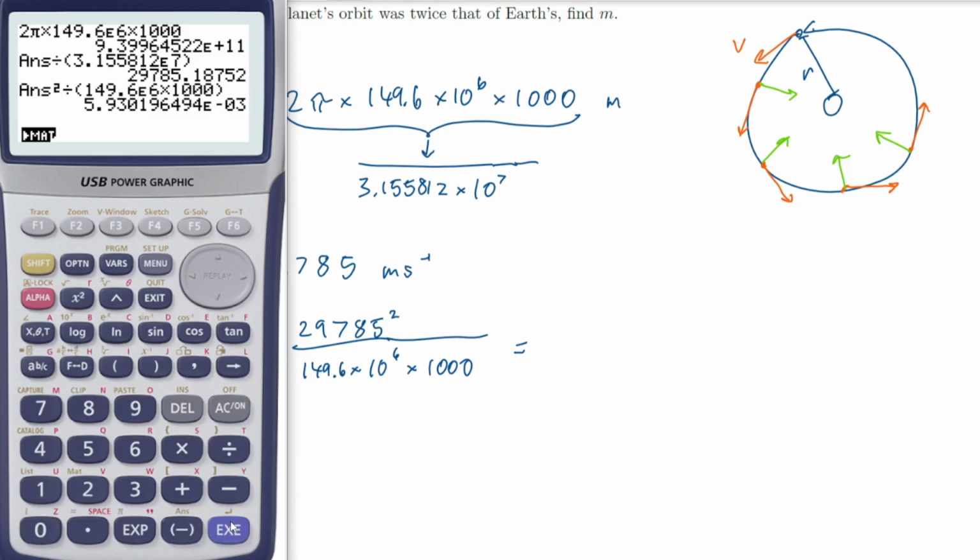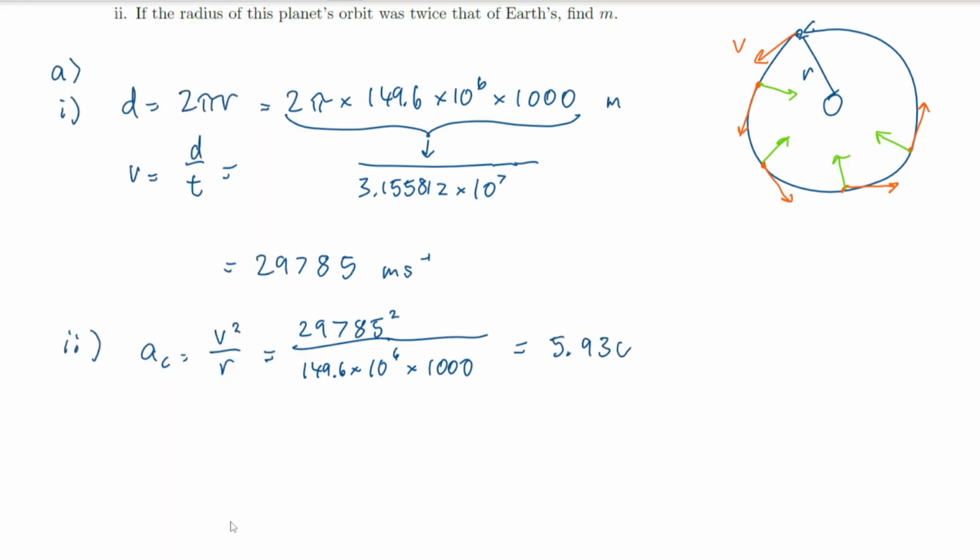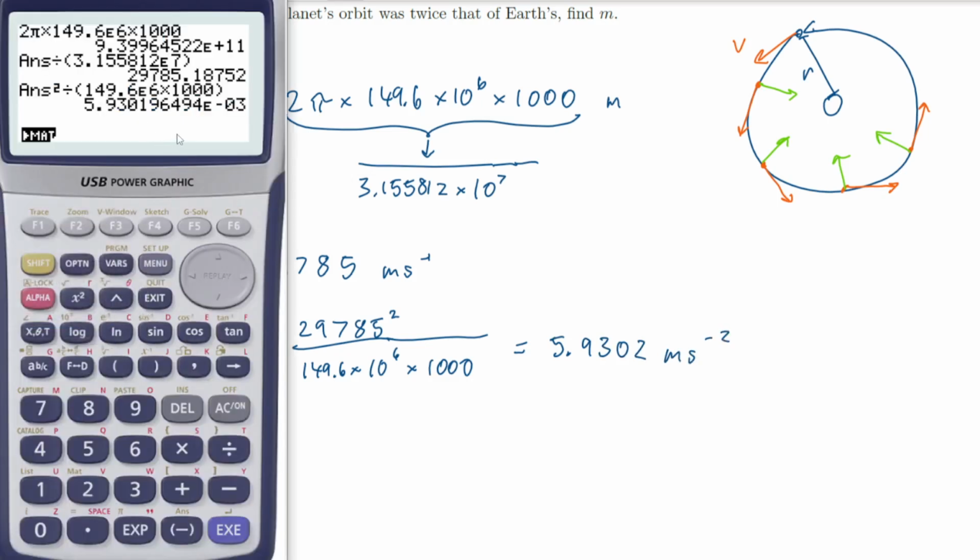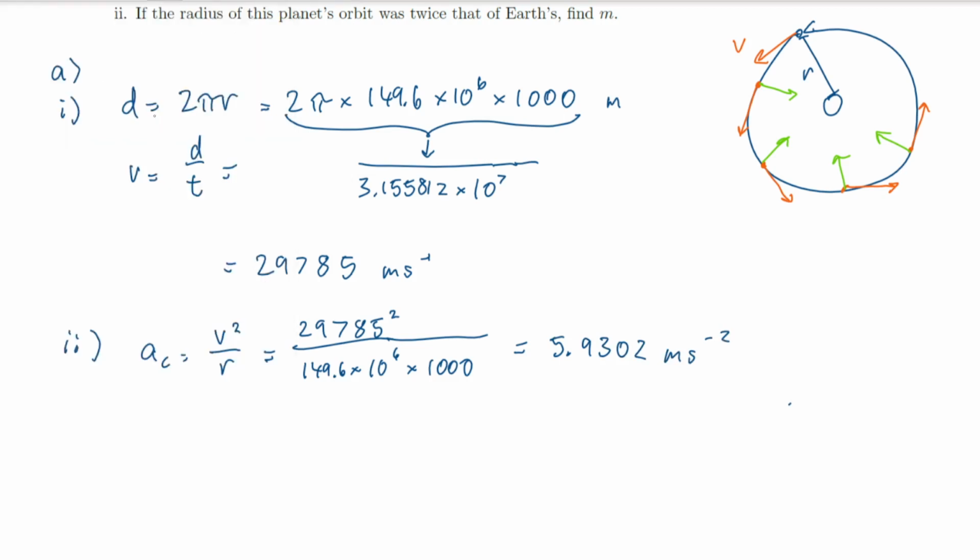And we get 5.9302 times 10 to the negative 3 meters per second squared. Yep, that's to 5 significant figures. That is the centripetal acceleration.